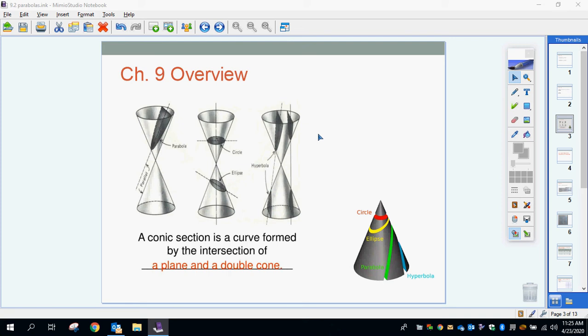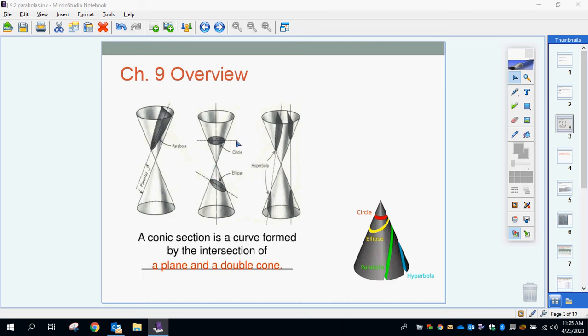Before we get started with chapter 9.2, I just want to give an overview of where we're headed in chapter 9. If we look at a double cone, their intersection is each of their vertices. We can obtain different shapes two-dimensionally. Obviously, if we slice one of our cones on a flat line, we're going to create a circle, right? And you could do it in the top or in the bottom.